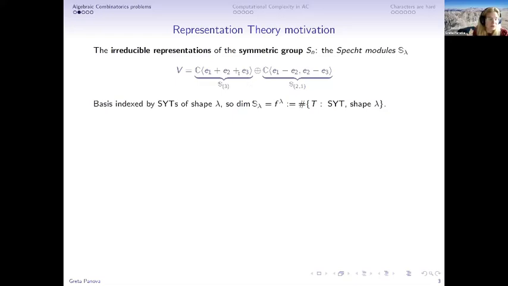I don't know, can you see the cursor or no? Probably. Yeah, we can see it.